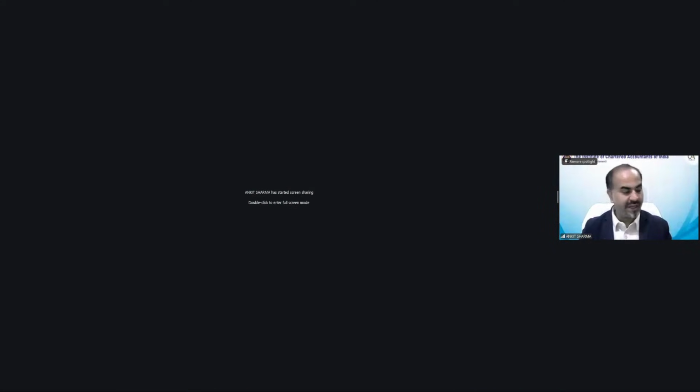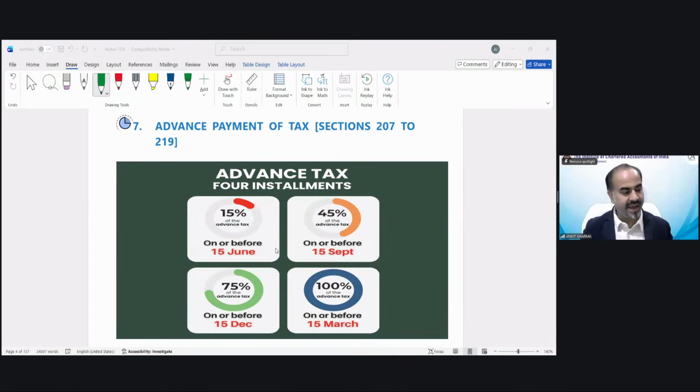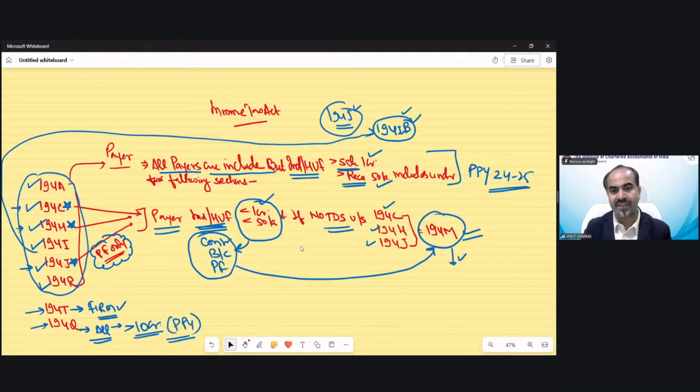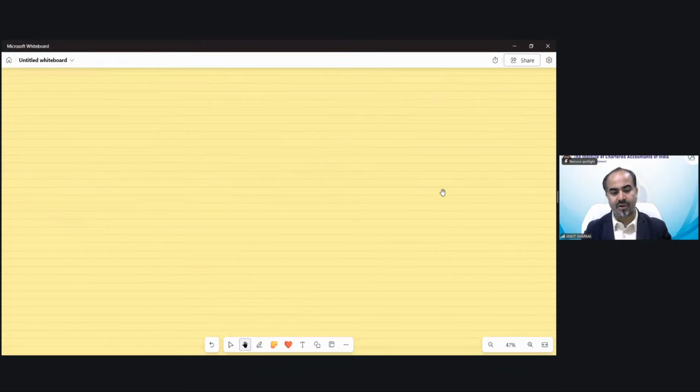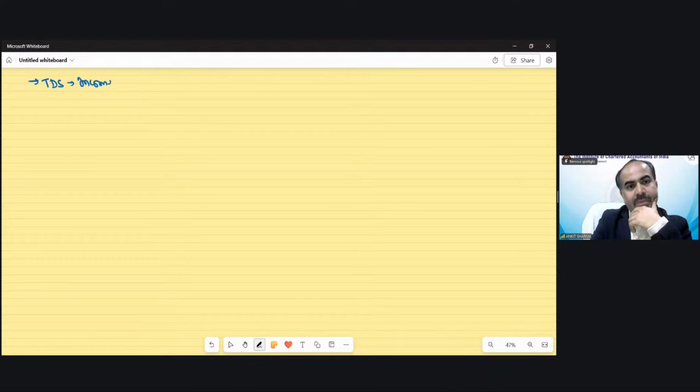Now let me tell you what exactly advance tax is and how we need to solve a question on advance tax. This will actually make everything crystal clear. And then we will read the provisions from the study material or our notes. Now we are discussing all collection modes of tax. As we discussed in the first session, TDS is on certain income.